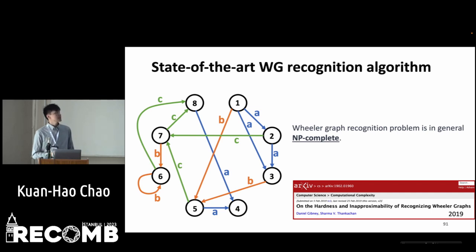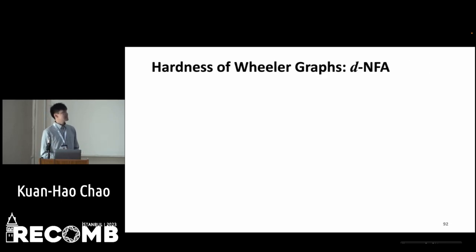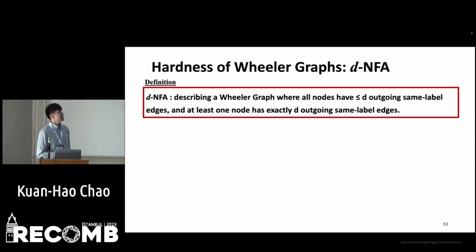So the hardness of a weird graph to recognize, if it's a weird graph, is largely controlled by this parameter D. The definition of D-NFA: it describes a weird graph where all nodes have bigger or equal outgoing same-label edges, and at least one node has exactly D outgoing same-label edges.